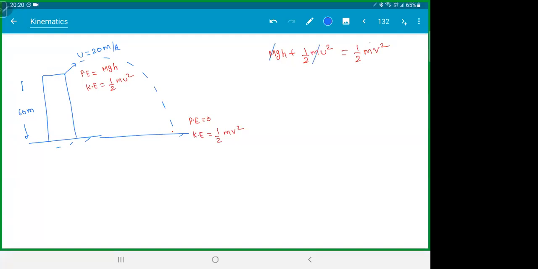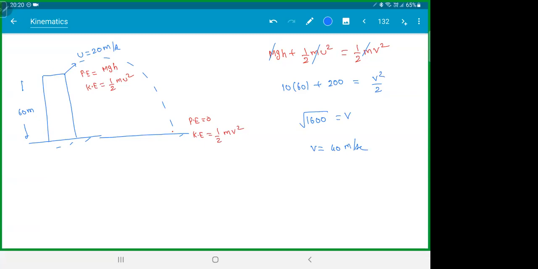Half mv square. M cancels off. You end up with g is 10, h is 60, u square will be 20 square, 400 by 2. That is 200, is equal to v square by 2. That would be 800. So the root of 1600 is v. v is equal to, we get 40 meters per second.